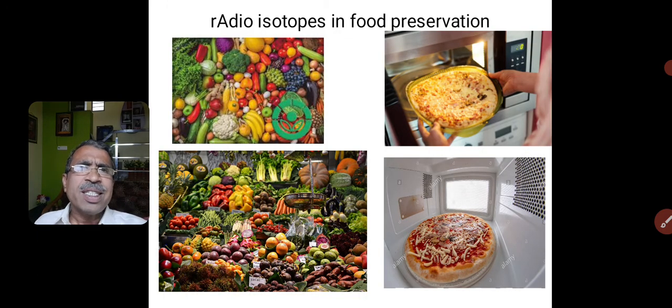Here, this is a slide where I have shown radioisotopes in food preservation. I have shown so many vegetables here. All these vegetables you can keep for days together just by irradiation with the gamma rays of cobalt-60 isotopes. What you eat, the pizza and various other foods, you just irradiate and these can be stored for months together.